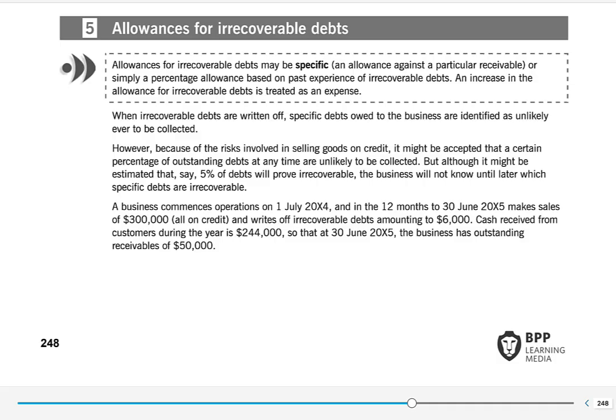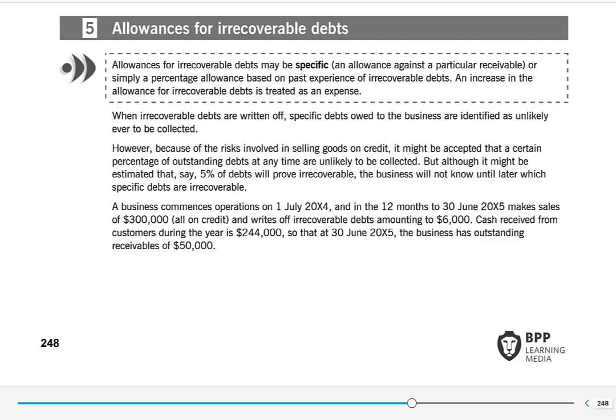In lesson 4, we dealt with irrecoverable debts that are already known and can be written off. Now lesson 5 asks a different question. What about the debts that are still in the receivables ledger, still unpaid, and not yet confirmed as irrecoverable, but we strongly suspect that some percentage will never be collected? That is where an allowance comes in.